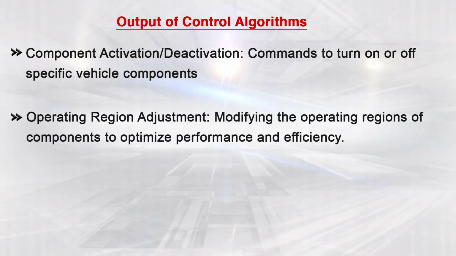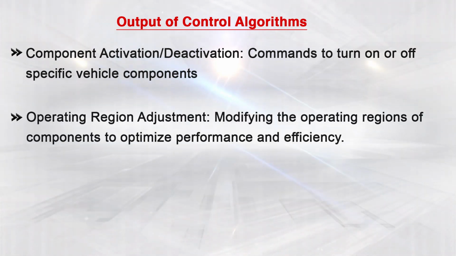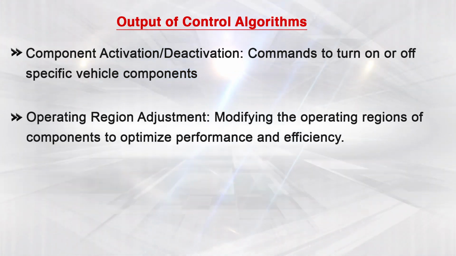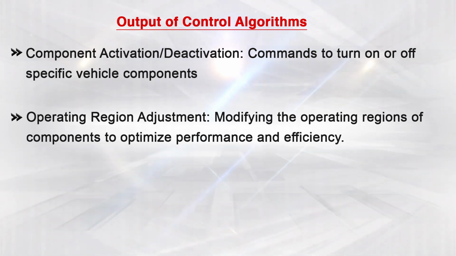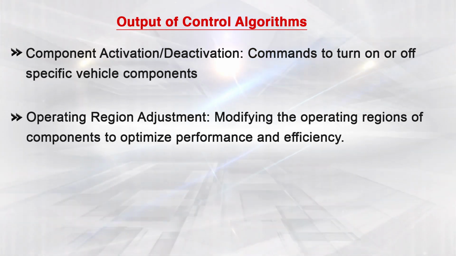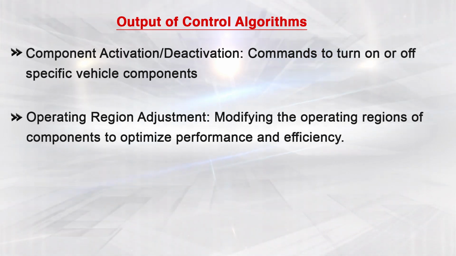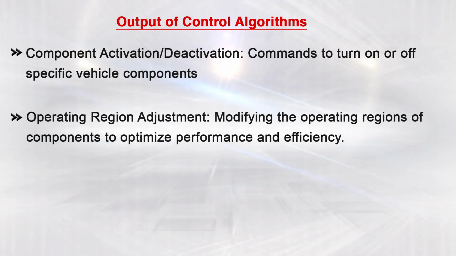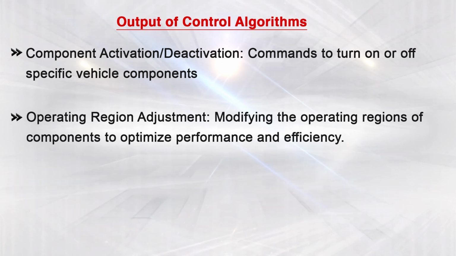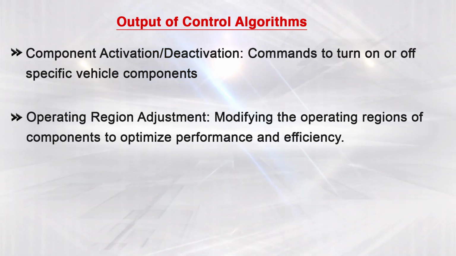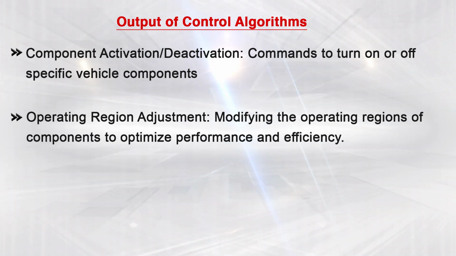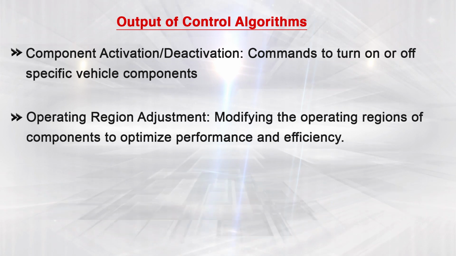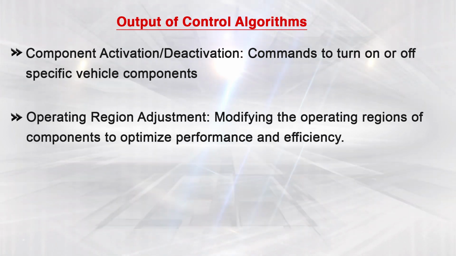Another task is modifying the operating region of the component to optimize performance and efficiency. For example, operating the electric motor at its peak efficiency point or switching the internal combustion engine to a low load condition when not required for propulsion. In that way, we are creating a balance in the utilization of the electric propulsion system and the mechanical propulsion system, achieving better performance and higher energy efficiency while minimizing losses and emissions.